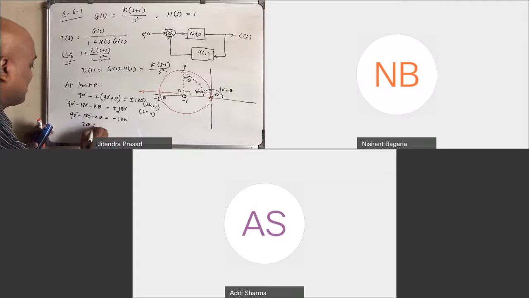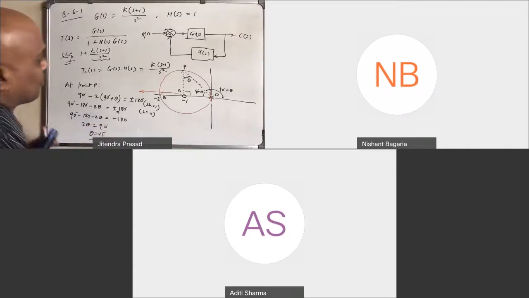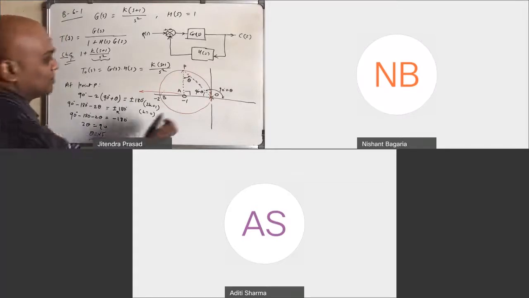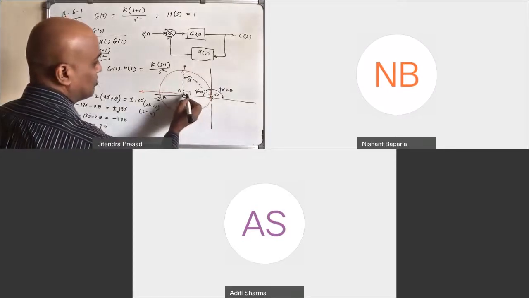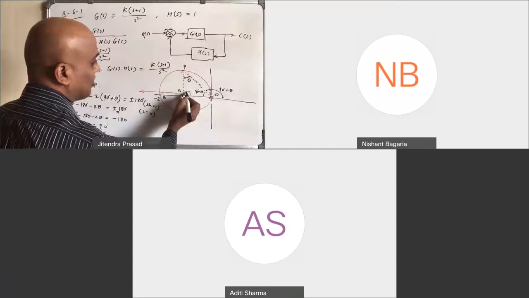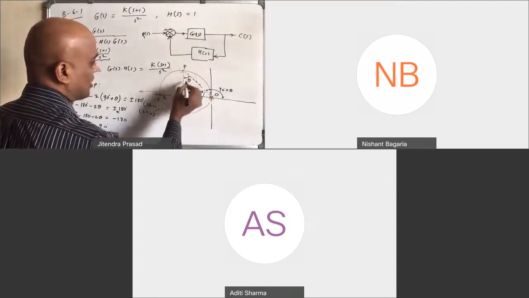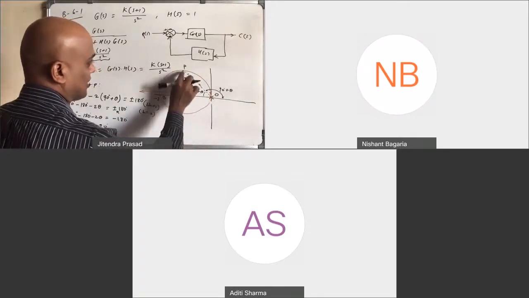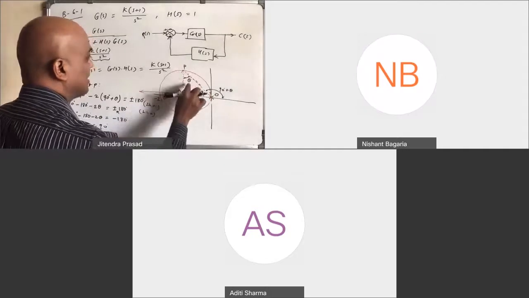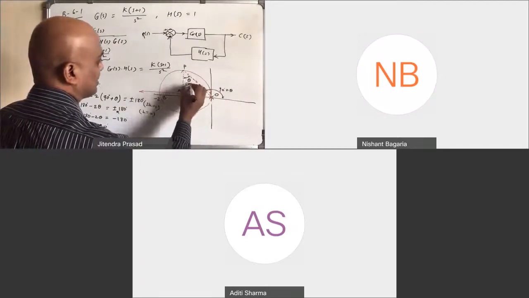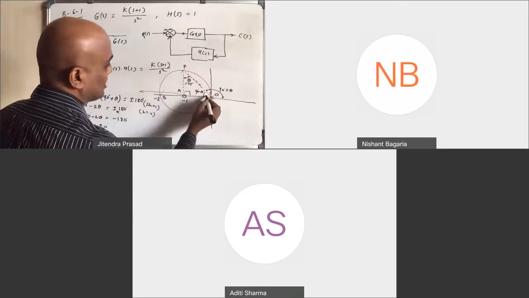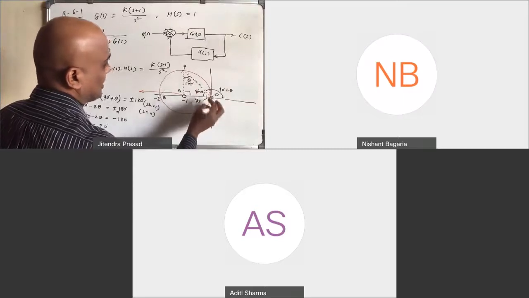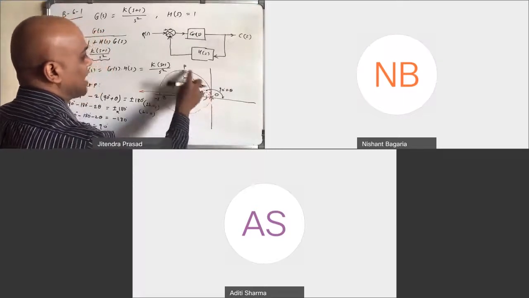You get 2 theta equal to 90 degrees, and you get theta equal to 45 degrees. So what do we get? It tells you that when you want to find a point on the root locus which is exactly over the zero, that will happen only when theta equals 45 degrees. So this is 45 degrees, and this is also 45 degrees. That tells you that this must be an arc.